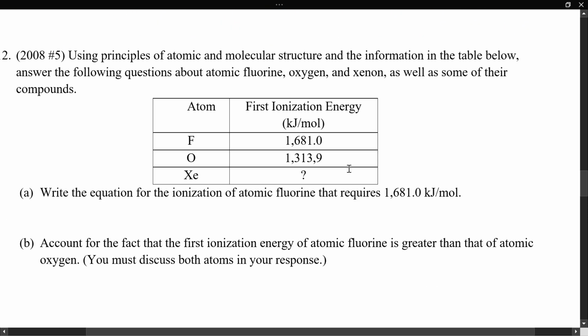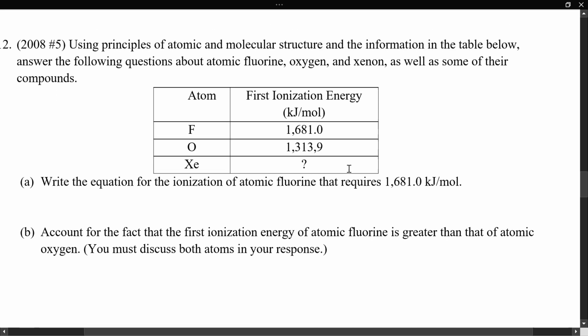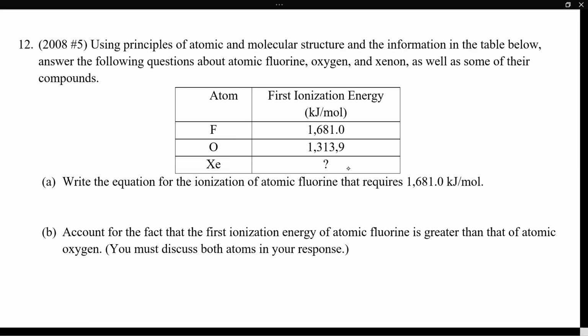Let's look at one more here. So this first one says, write the equation for the ionization of fluorine that requires a certain energy. A lot of people get confused by this wording, but notice it says first ionization energy and it has a value for it. So basically it's just asking you to write out what we mean by first ionization energy. The first ionization energy is the amount of energy it takes to remove an electron from an atom. So that's what this question is asking you to do, to show that losing one electron.